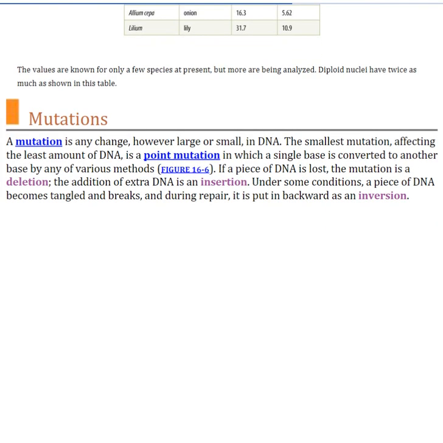Table 16.1: amount of DNA per haploid set of chromosomes. The values are known for only a few species at present, but more are being analyzed. Diploid nuclei have twice as much as shown in this table.